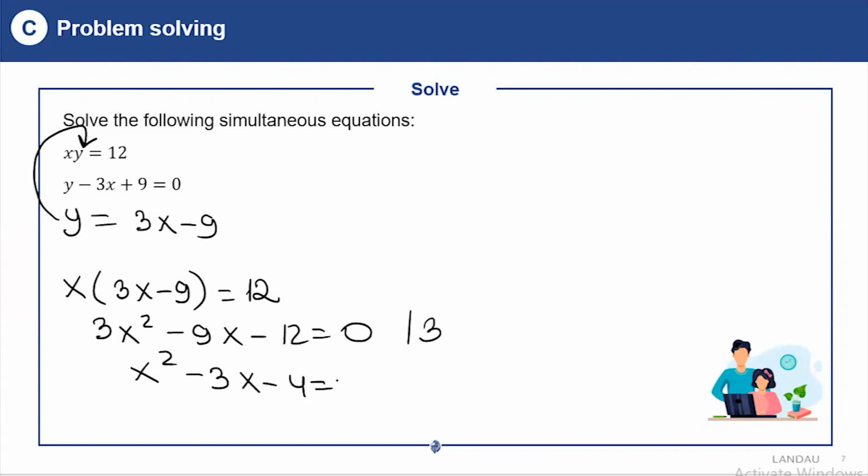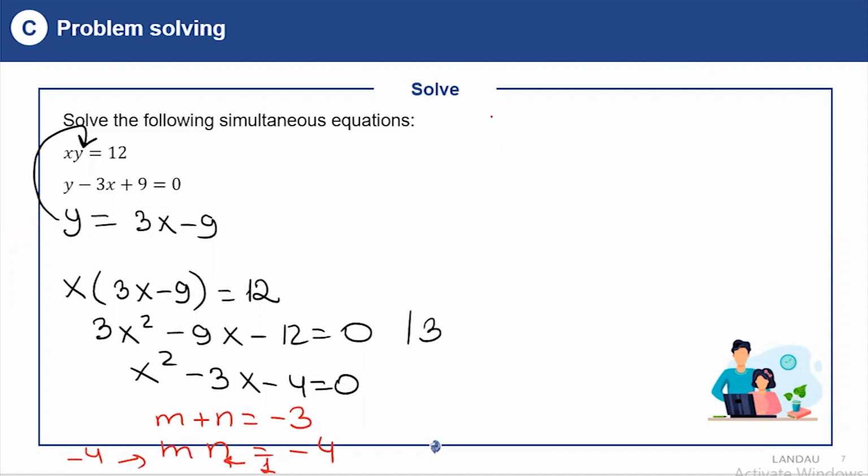Now let's apply the rule about factorization. m plus n equals negative 3 and mn equals negative 4. We can use negative 4 and positive 1 instead of m and n. So let's write this form.